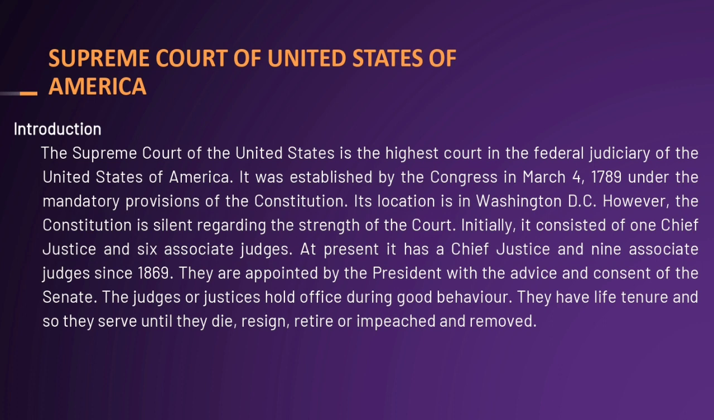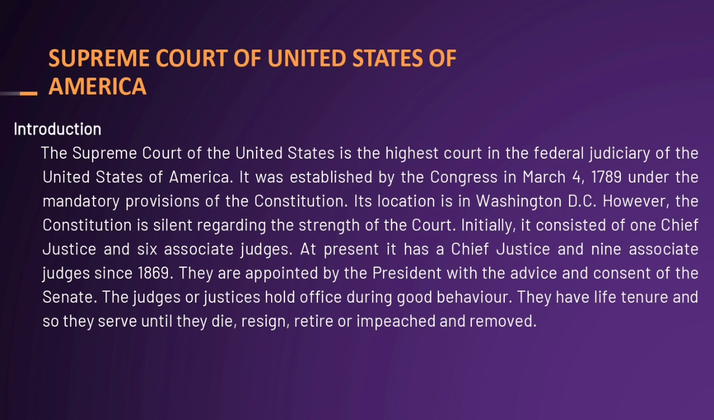However, the Constitution is silent regarding the strength of the court. Strength of the court means the composition of the court, how many judges the court should consist of. So the Constitution of the US does not mention the composition of the court. Initially, it consisted of one Chief Justice and 6 associate judges. Initially means from the beginning, and associate judges means the assistant judges.